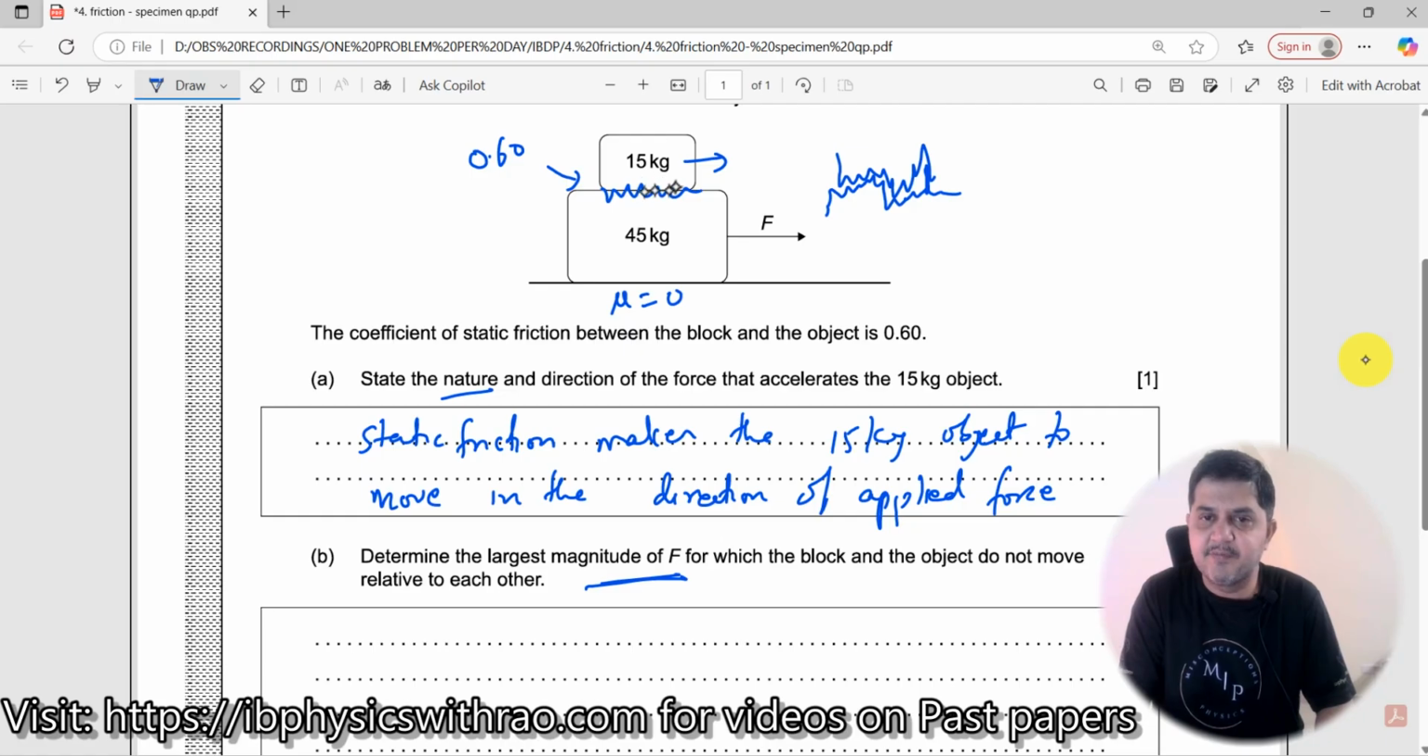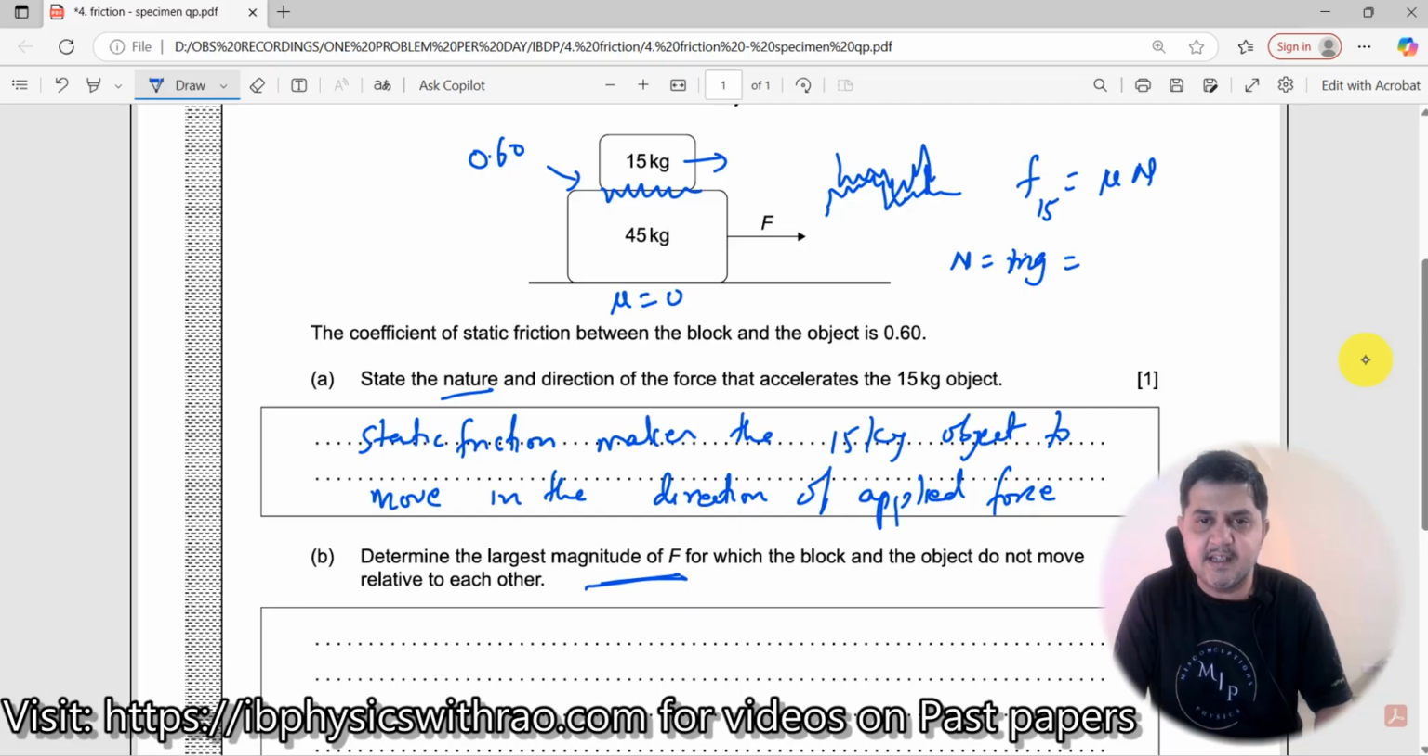The frictional force between these two, the frictional force acting on the 15 kg object, is equal to mu times N. What is N here? N is nothing but m into g. Which m should I take? This acts like a surface. It's only this 15 kg I should take as m here. I should not take 45 or 60. There's a misconception which many of the students have.